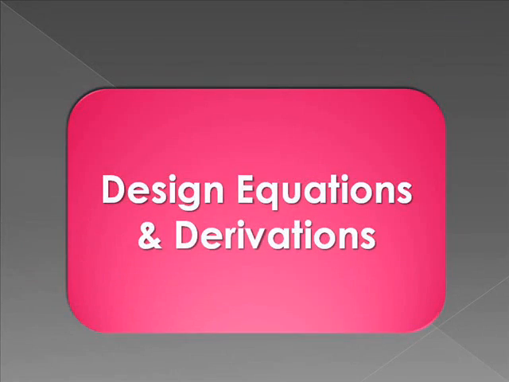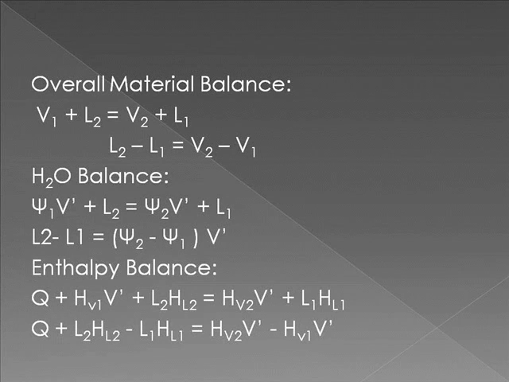Now let us set out the overall material balance. For the inlet water and the inlet air, we have V1 plus L2, and for the outlet air and outlet water, we have V2 plus L1. Rearranging, we will have L2 minus L1 is equal to V2 minus V1. In setting up the water balance, we have Psi1 V prime plus L2 is equal to Psi2 V prime plus L1. Rearranging, we have L2 minus L1 is equal to Psi2 minus Psi1 times V prime.